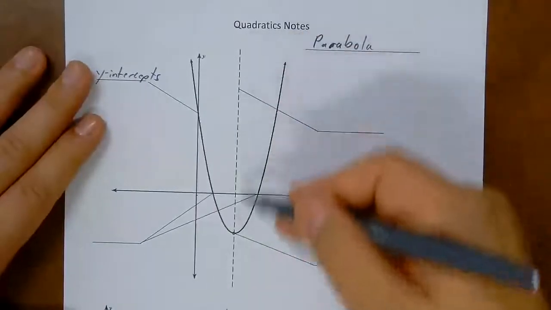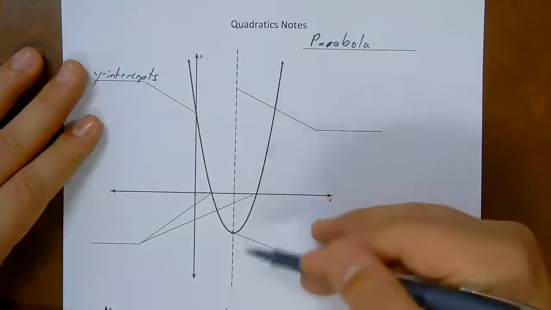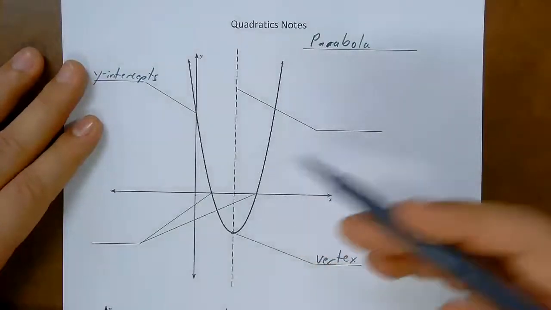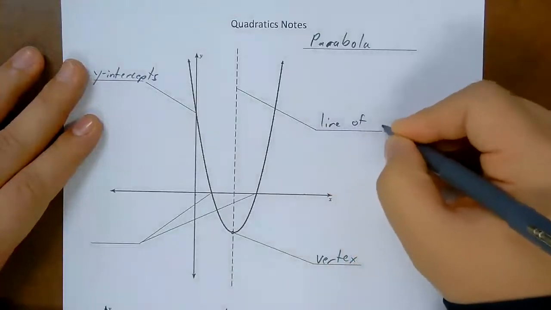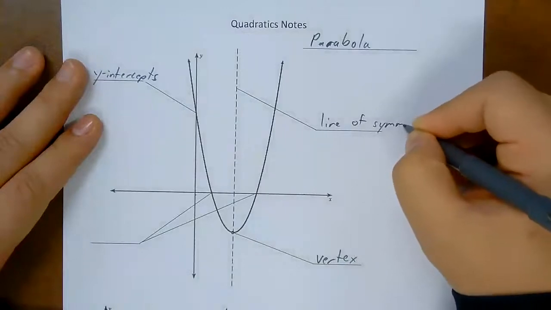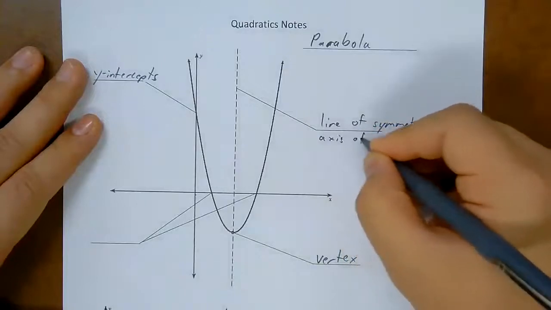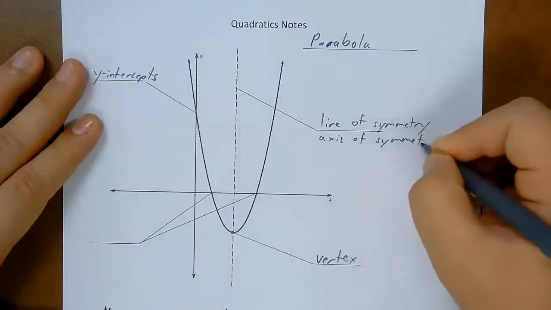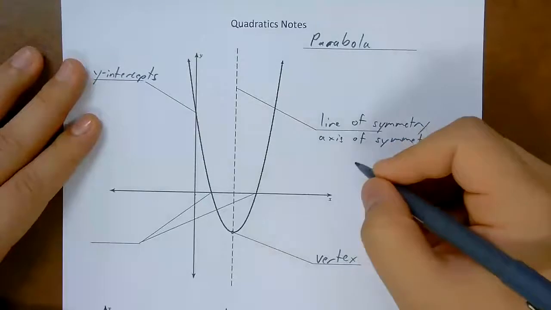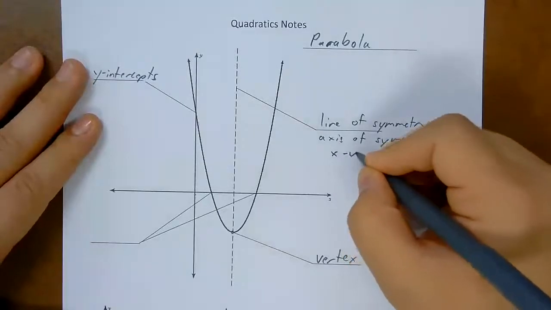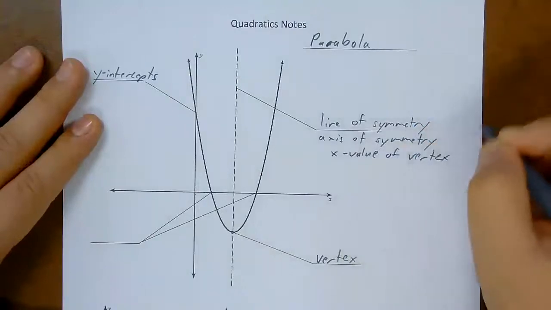Now, this dashed line, it's really invisible. It's not actually there, but it is a spot that's really helpful to understand how we graph. This is called the line of symmetry. Also known as the axis of symmetry. Okay. And it always runs through the x value of the vertex. Okay. It's the x value of the vertex.